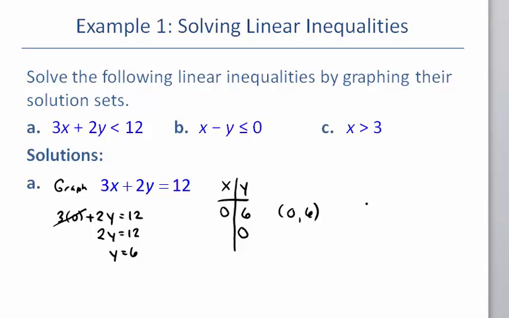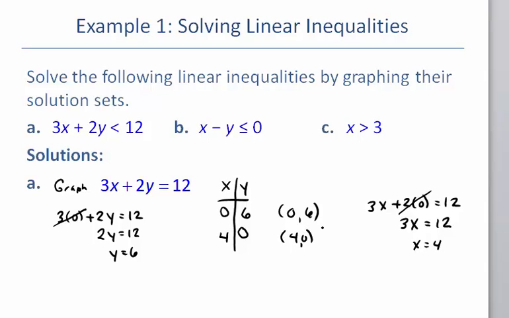If the y value is 0, 3x plus 2 times 0 is equal to 12. The 2 times 0 cancels out, leaving us 3x is equal to 12, and we know that 3 times 4 is equal to 12. So we also will have the point 4, 0.